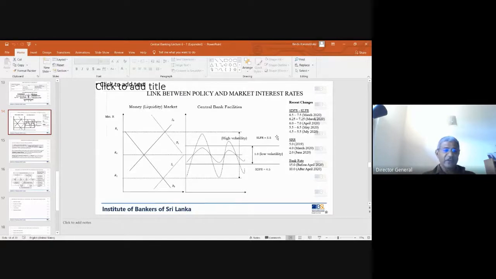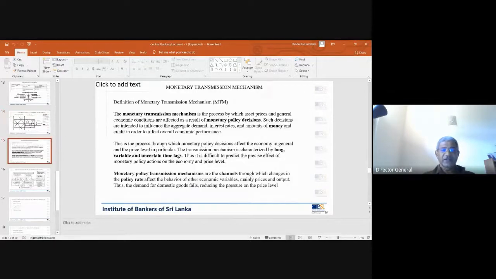Then, how the impact of those policies influences the real sector is what monetary transmission is about. You transmit the influence of the monetary policy, the monetary variables, onto the real sector. This is about that.